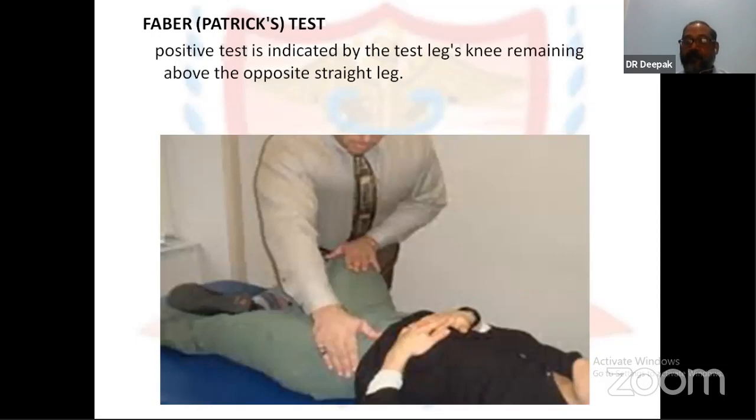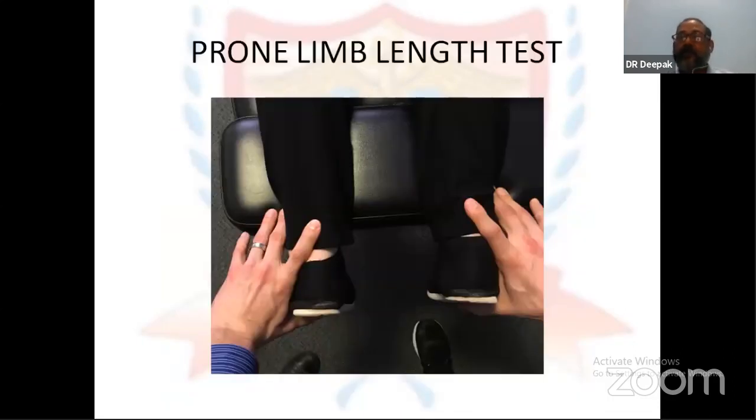Then second is the Faber test for the hip, to rule out hip pathology. The test is positive when the knee remains above the opposite straight leg. The leg which is not bent will stay up, and if it is painful, the knee will not go down to the couch level, then the test is positive, right? That is the Faber test.